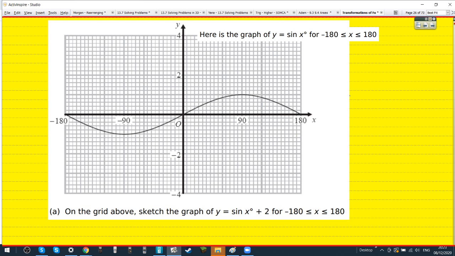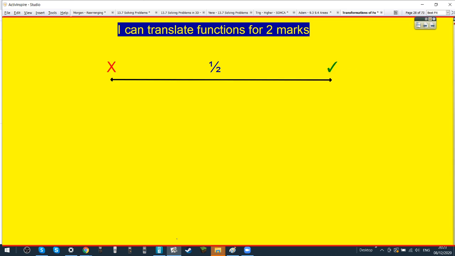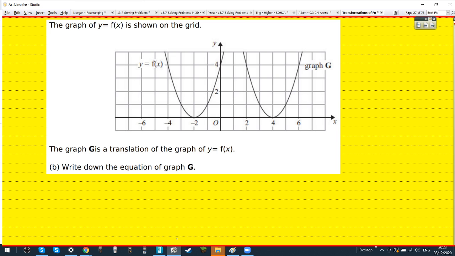Okay. How about this one? So would it move up by 2? So go to 2. Yep. And then you sketch the same graph. Part B, describe the transformation. Translation by the vector 0, 2. Great. Fine.